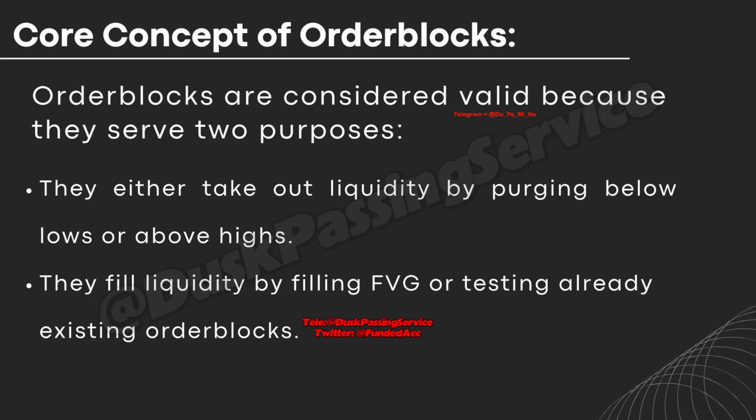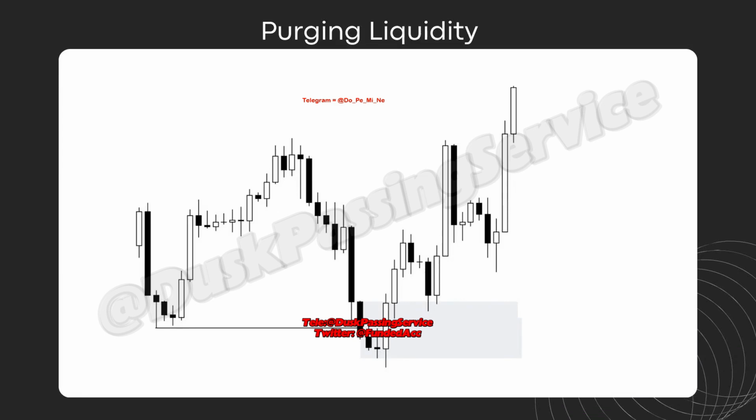So these are the two main things that an order block does, right? Now it doesn't have to do both of them, but it has to do at least one of these things. It must do either one of these things to be considered a valid key level, a valid order block. Now let's move on to the next slide to see some examples of how price purges liquidity and how an order block forms.